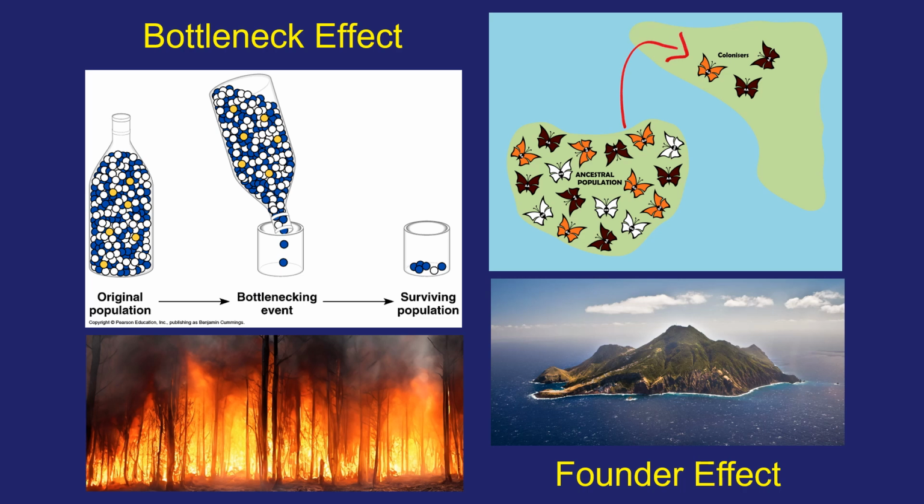The founder effect is very similar. So imagine we have an ancestral population of moths or butterflies in this case, and some of them find their way to a brand new island, an island that has recently, by recently I mean maybe a billion years ago, popped out of the ocean due to volcanic activity. A small number of these moths get blown off the mainland and they find their way to this new island. That small number of individuals, again, due to sampling error, won't necessarily be representative of what we started with.